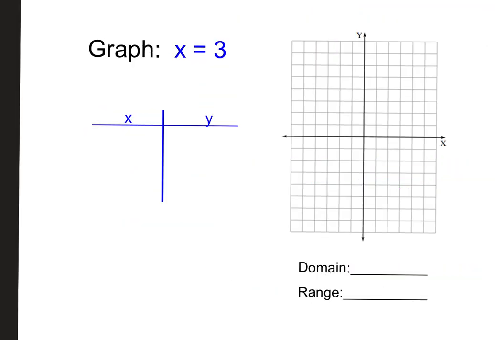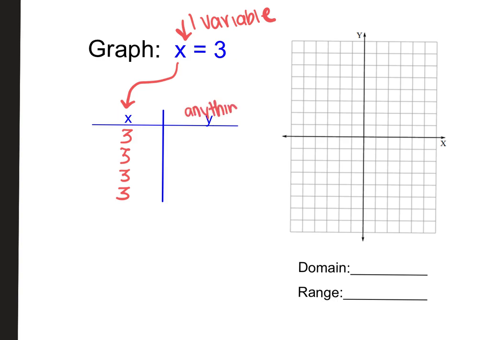So here again we see that we have an equation that only has one variable. And if you only see one variable, the easiest thing to do is to use a table. So again, this is telling us that all of the x values for any points that we put onto this graph need to have an x value of 3. But because y isn't in the problem, y can really be anything. So you can pick any values for y that you want.